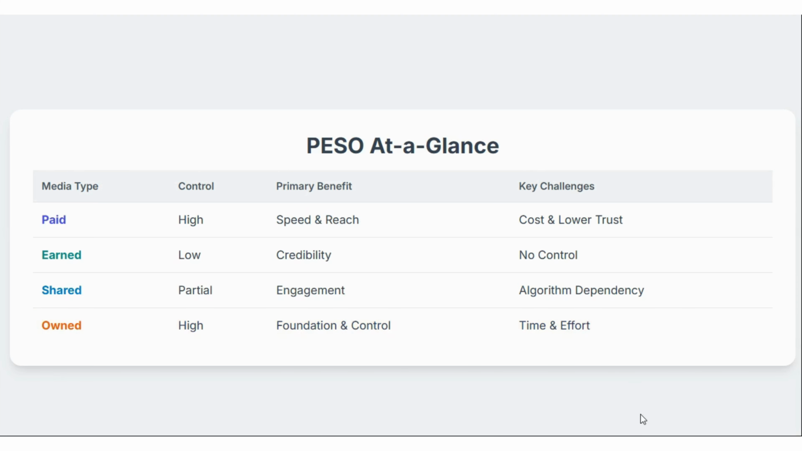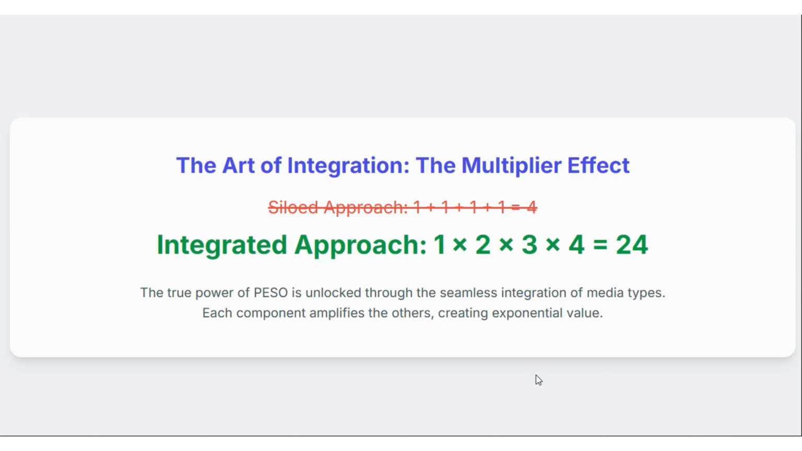You have to know that it doesn't give you results fast, and you have to be patient about it and wait for it to give you results. So why does integration play a central role in PESO?